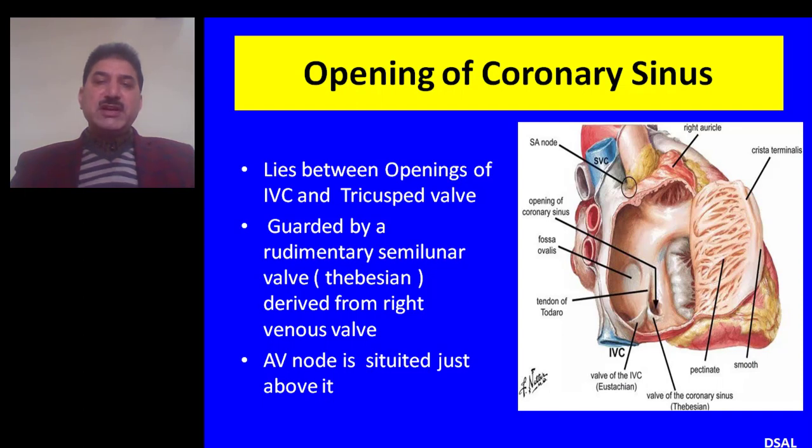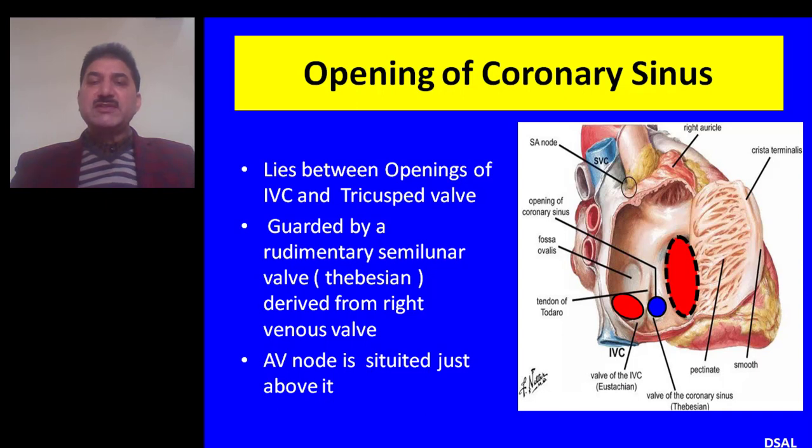As shown in this diagram, this opening lies between the openings of inferior vena cava, which is marked by this red circle, and the opening of the tricuspid valve, as shown in this figure. So there are three openings. Blue one is opening of coronary sinus. Red one, which is small in size, is opening of inferior vena cava, and the large red one is opening of the tricuspid valve. Between these openings lies the opening of the coronary sinus.